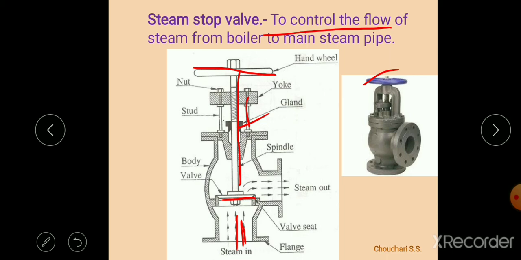So when we operate the hand wheel up to a required opening, the flow will start. This valve motion is controlled by the hand wheel. It is screwed to the nut here, so when the hand wheel is operated, the valve is lifted up and steam starts flowing to the steam pipe. So from the boiler shell, steam is supplied to the steam pipe. So this is a steam stop valve. It has a spindle running and connected to the hand wheel.